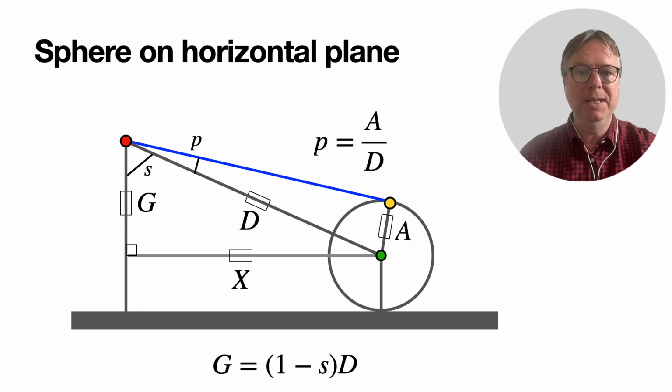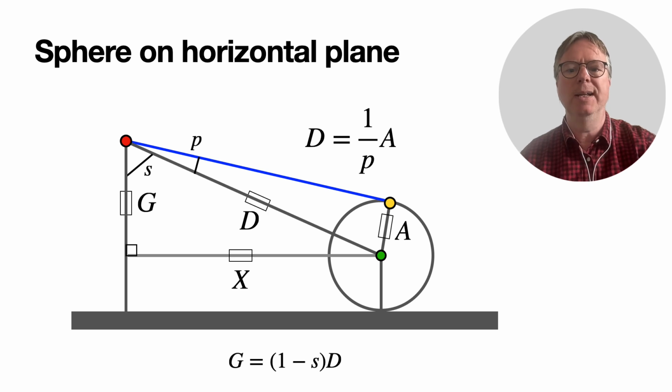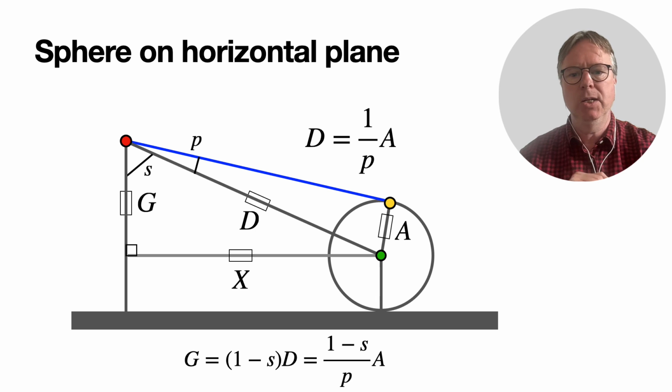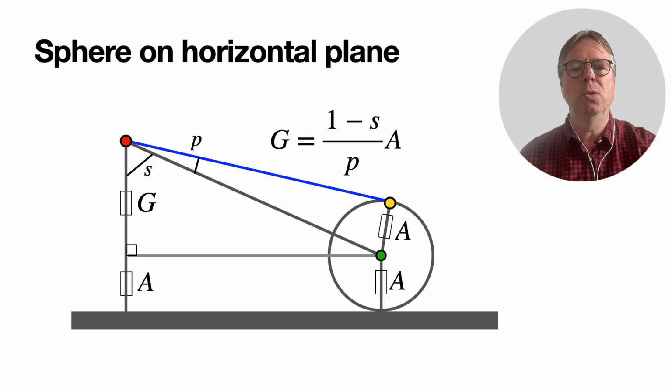We still have P is A over D, so let's combine that. So now I'm expressing D as 1 over P times A, and filling that in, we get a simple expression for G, and note that the X and the D are gone, so we don't need them anymore.